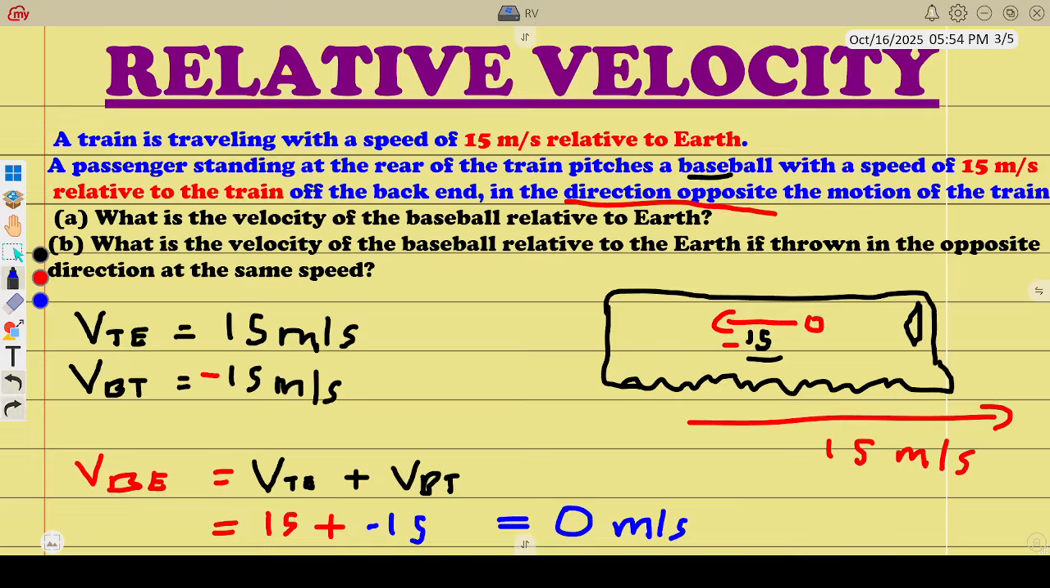For this one, you can actually solve it without calculating. To understand the concept, it means when someone is standing on the earth and the train is moving forward by 15, the ball is also moving backwards by 15. It will look like the ball is not really moving. It will just look like the ball is stationary. Yeah, so that is this part.